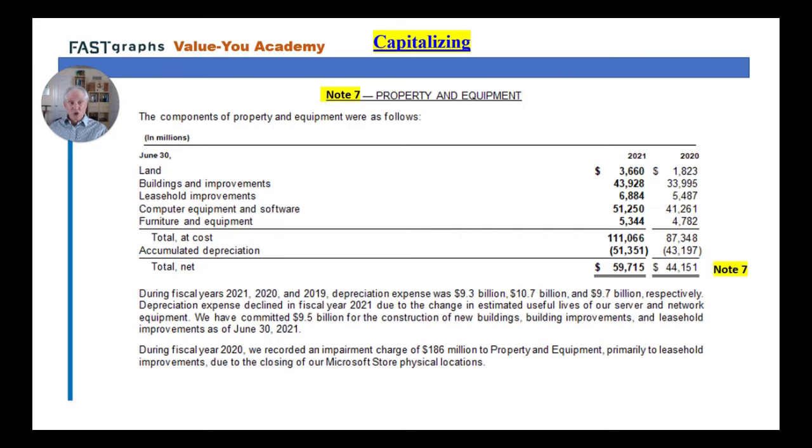$3.660 billion on land they own around the world. Buildings and improvement, almost $44 billion. Now, if you replace a roof, a heating system, air conditioning system, leasehold improvements, you can capitalize that, $6.8 billion. You can see, being a technology company, computer equipment and software, big one, $51 billion plus. And it went up $10 billion from last year to this year. And furniture and equipment around the world, $5.3 billion. So at historic cost, they basically paid $111 billion for those things.